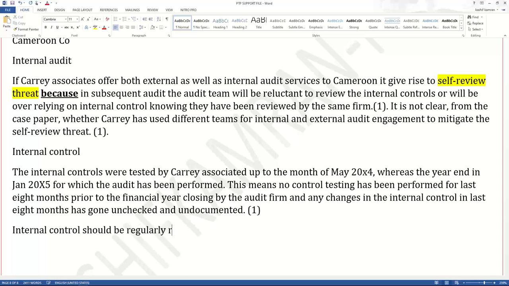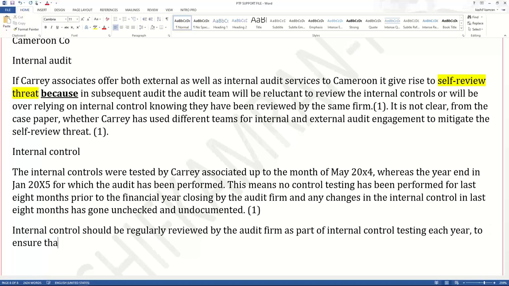Internal controls should be regularly reviewed by the audit firm as part of internal control testing each year, at least each year, to ensure there are no changes in the design and operation of the system. You cannot skip internal control testing each year. And if there are changes, then you should perform the test of control on the changes. So can you skip the review of the internal control system in any year of the audit? No.